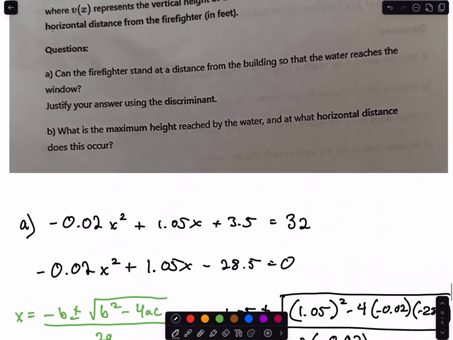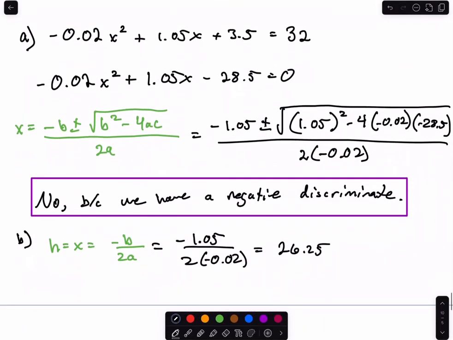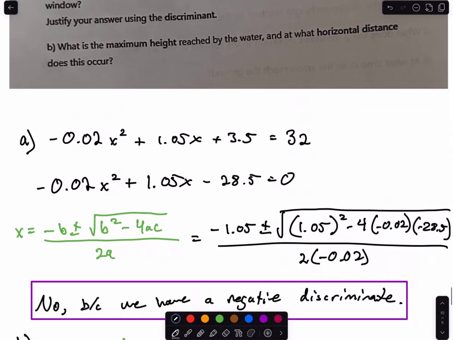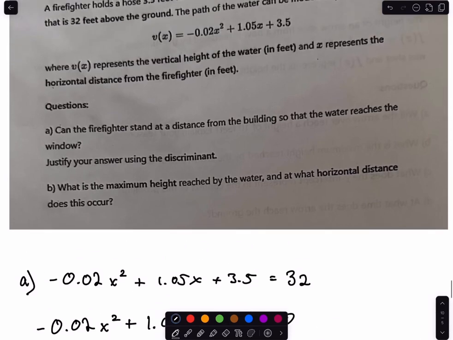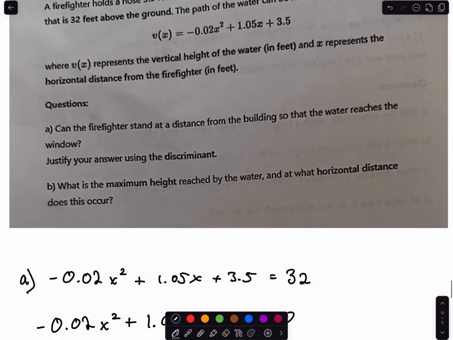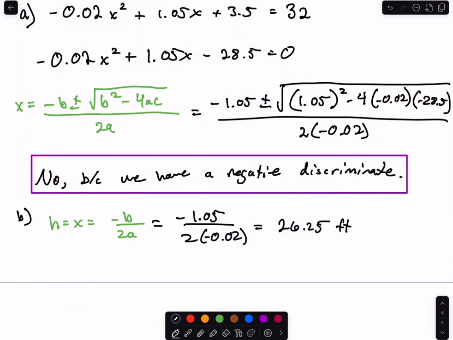Is that feet? Yeah, feet. Okay, so the max is going to occur when the water's 26.25 feet away from the firefighter. And then we need to plug this back into the original. So again, the vertex, we usually label it as h comma k. The x-coordinate of the vertex, which is our h, can be modeled by negative b over 2a. And then the k, we take that result and plug it back into the original.